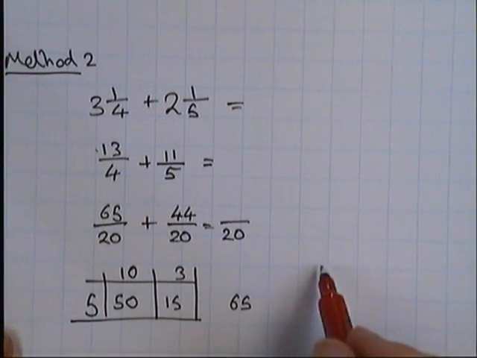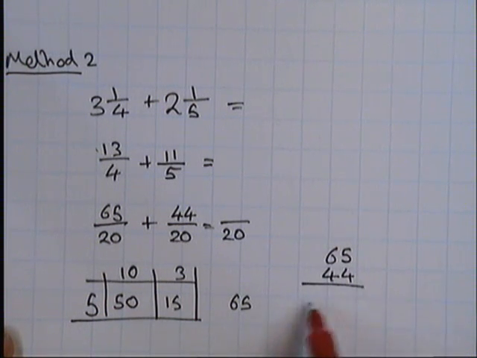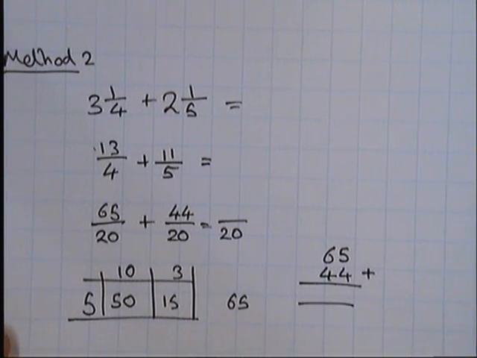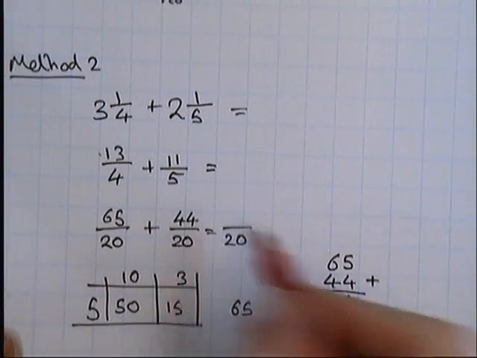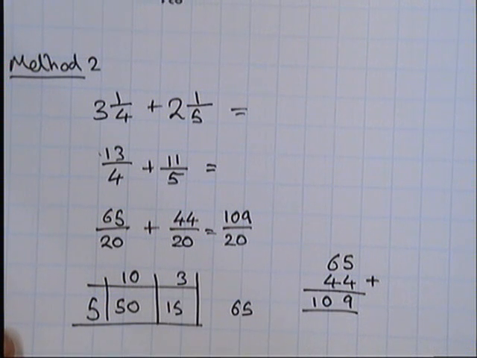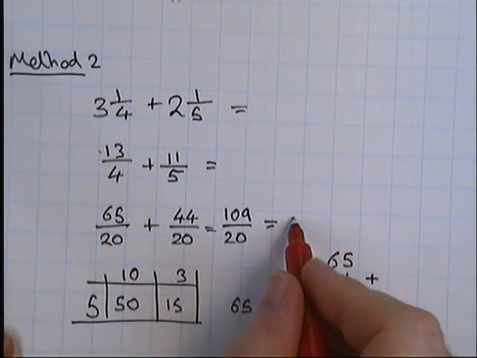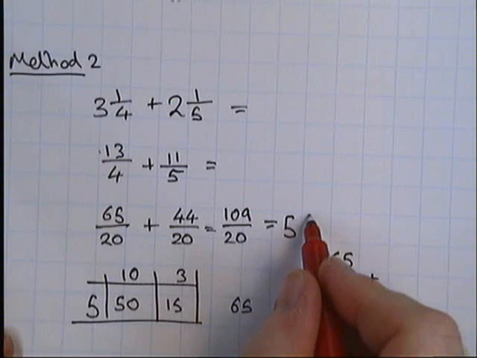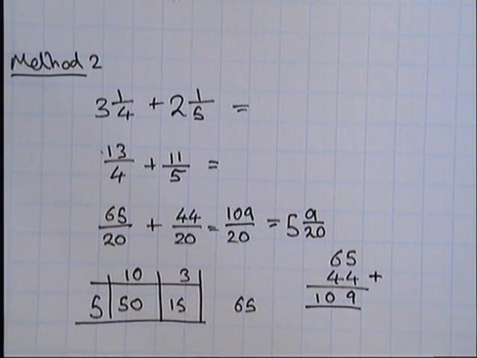Now I've got to add these two numbers together. Again, don't rush it. If you need to, show your workings. It's better that you show your workings and get it right. 5 plus 4 is 9, 6 plus 4 is 10, and the answer is 109 over 20. Now there are 5 20s in 100, so there's 5 whole ones, and that 9 which is left over gives 5 and 9/20. So you have to cancel down afterwards.